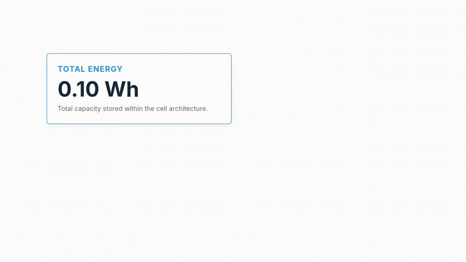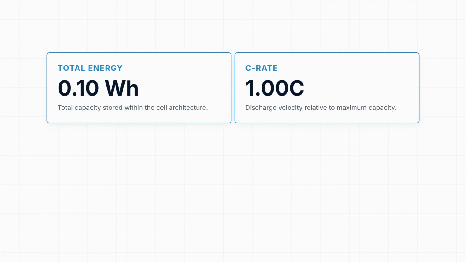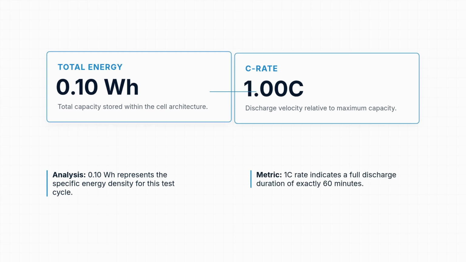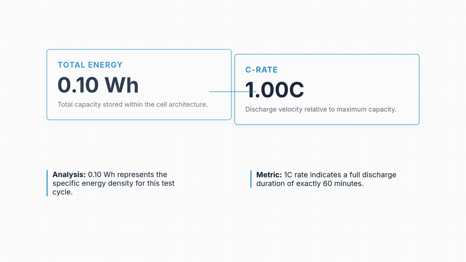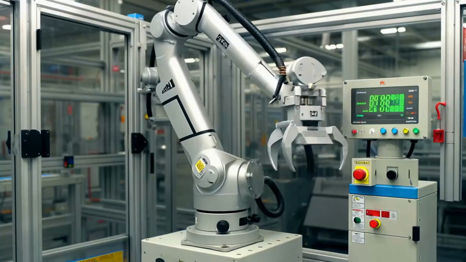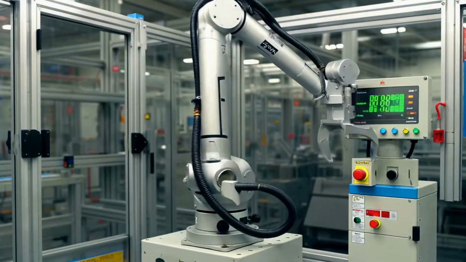The energy result of 0.10 watt-hours represents the total energy stored in the battery. The C rate of 1.00 C indicates the discharge rate relative to the battery's capacity. A 1 C rate means the battery fully discharges in 1 hour. This tool helps you quickly evaluate battery performance for your projects.